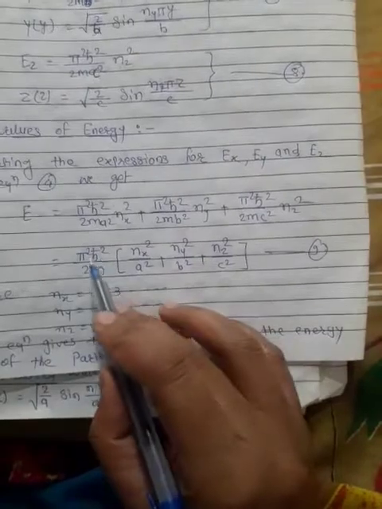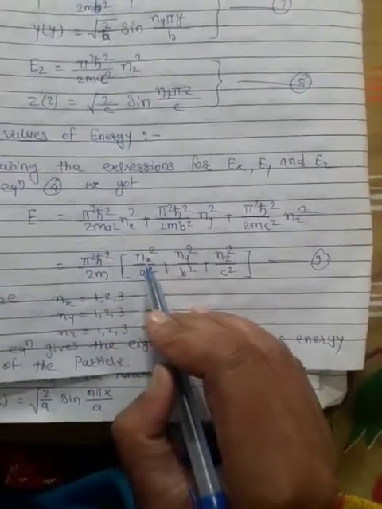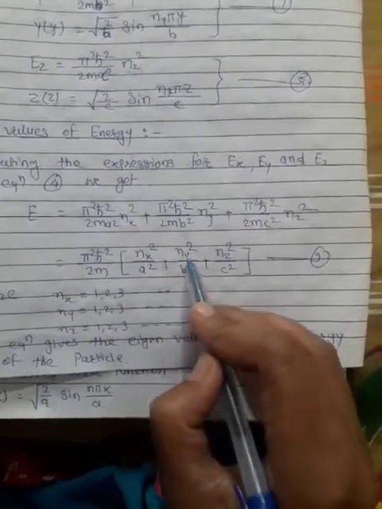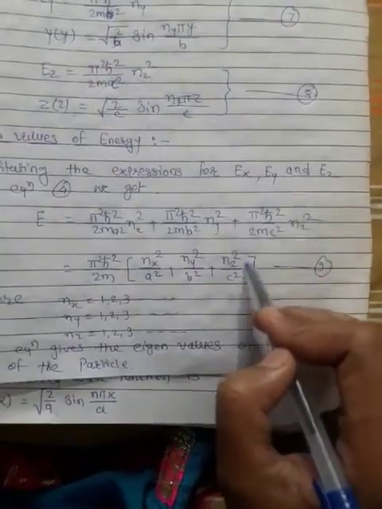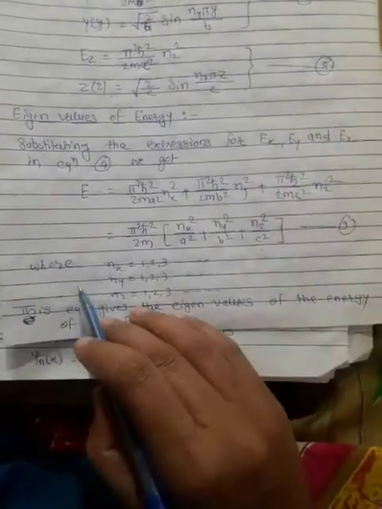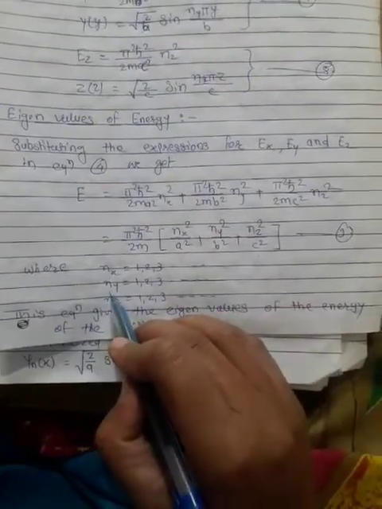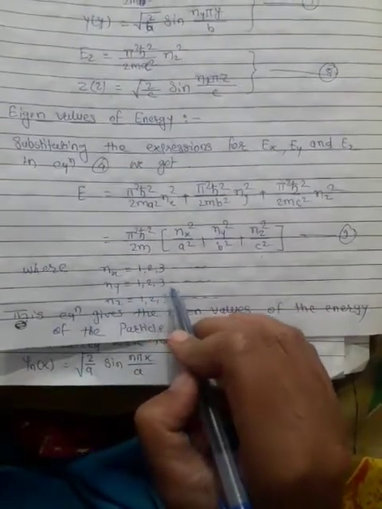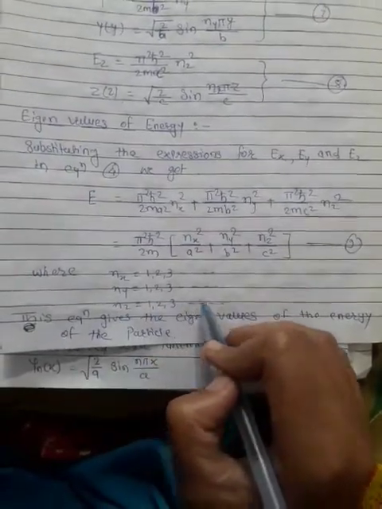Then taking the common factor π²ħ²/2m, the remaining terms are nx²/a² plus ny²/b² plus nz²/c². This is equation number 9, where nx is 1, 2, 3, 4 and so on. Similarly ny equals 1, 2, 3, 4 and nz is also 1, 2, 3, 4 and so on.